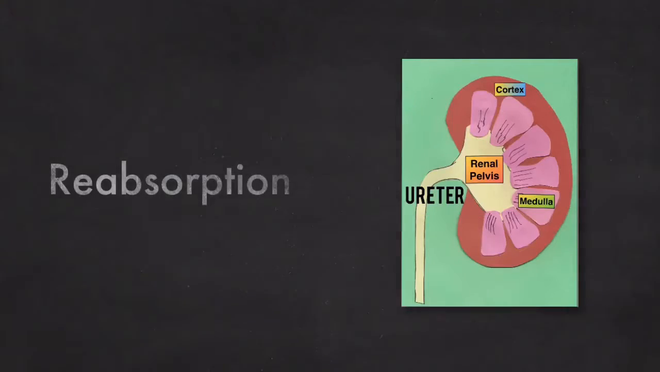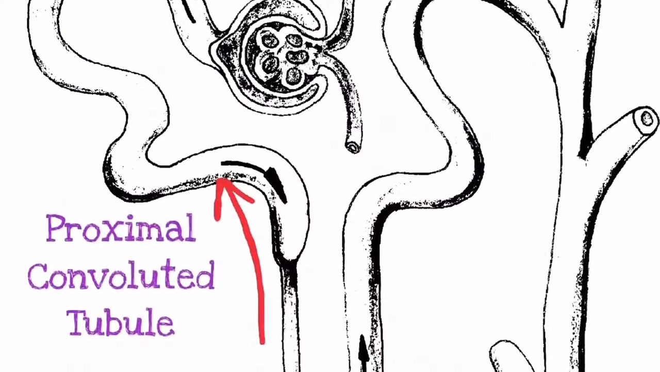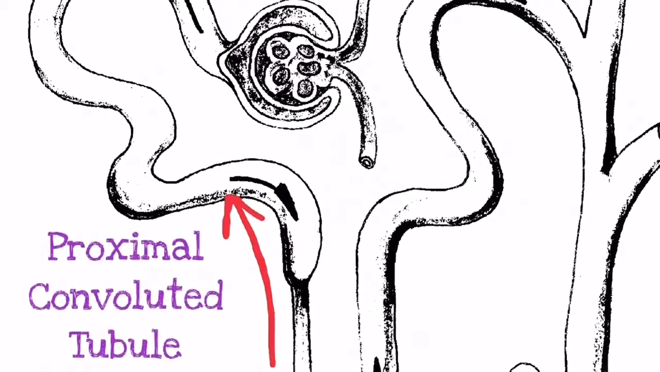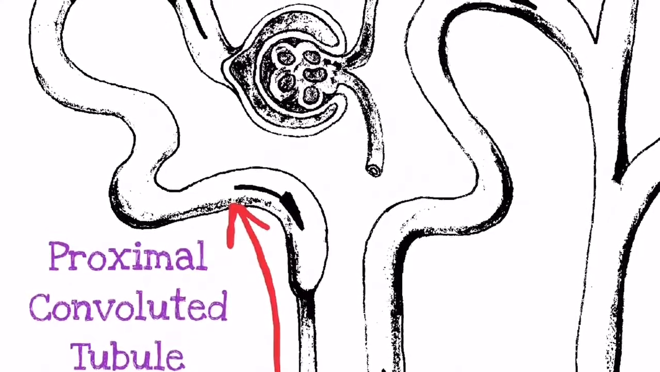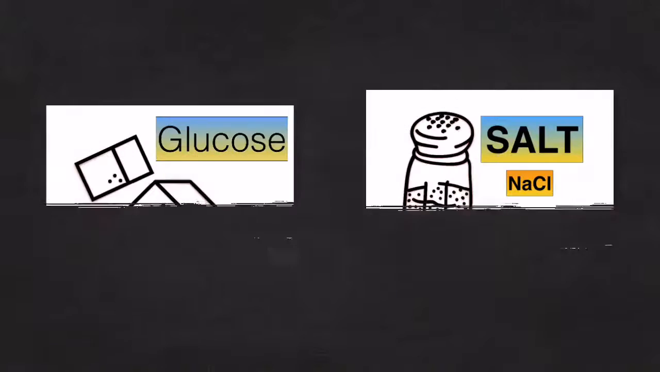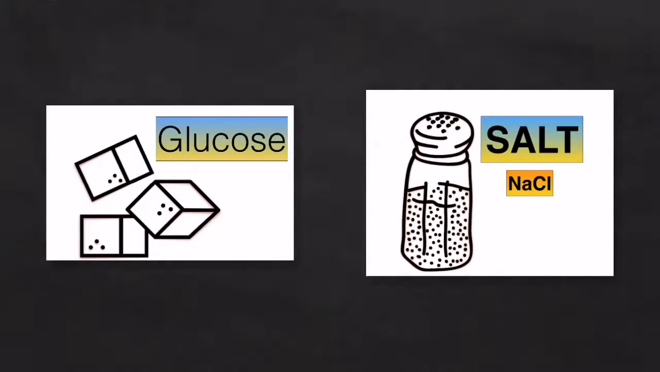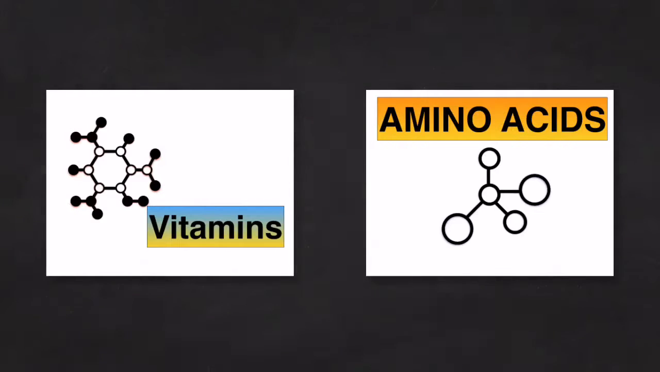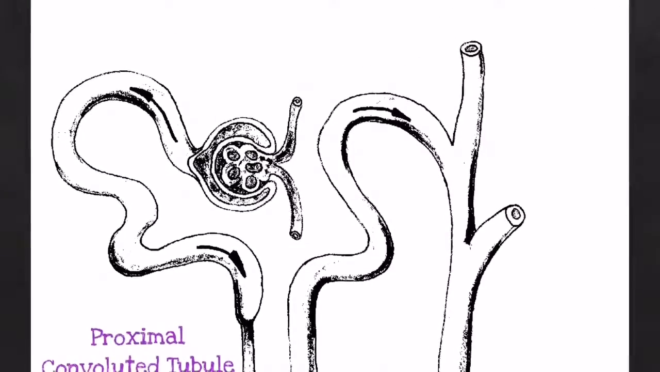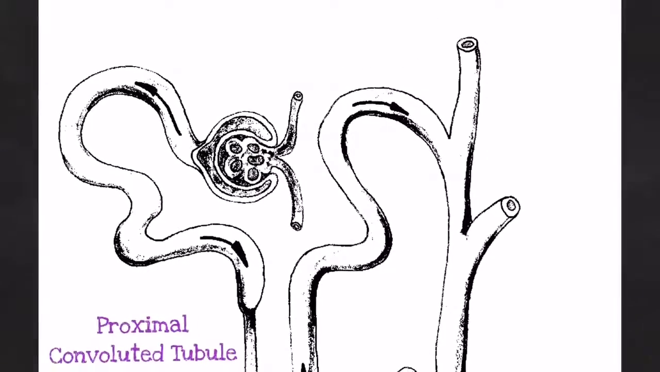The next stage is reabsorption, so it's taking back all those useful materials which were filtered out in the glomerulus. Most reabsorption takes place at the proximal convoluted tubule, so by the time you pass by the proximal convoluted tubule, most of the job has been done. Most of the water has been reabsorbed by osmosis. All of the glucose and most of the salt, all the vitamins and the amino acids, these are all reabsorbed by either active transport or diffusion. So most reabsorption has been completed at the proximal convoluted tubule.